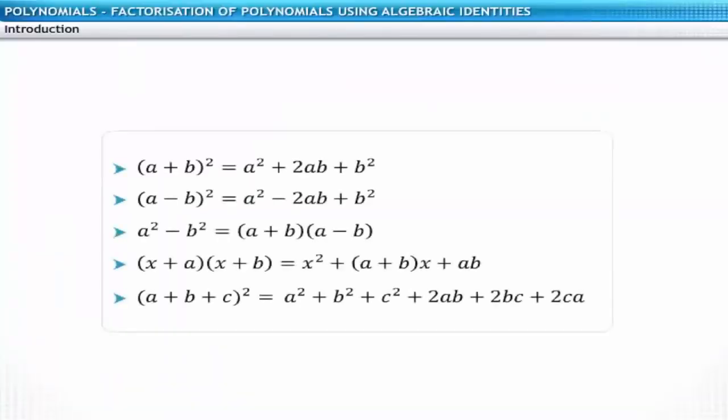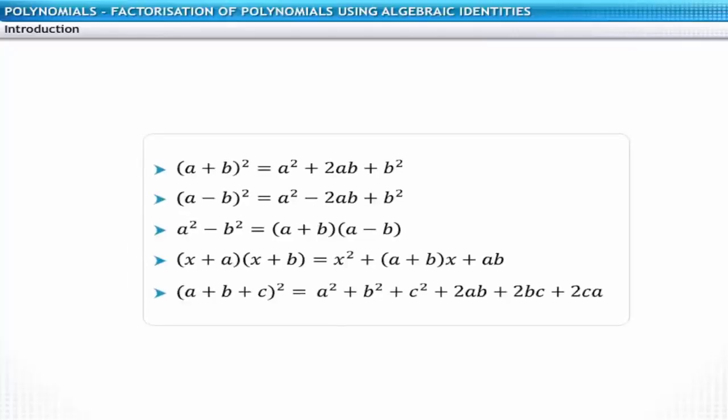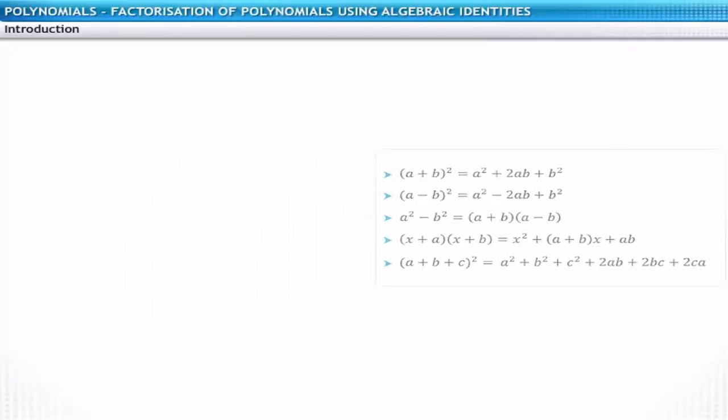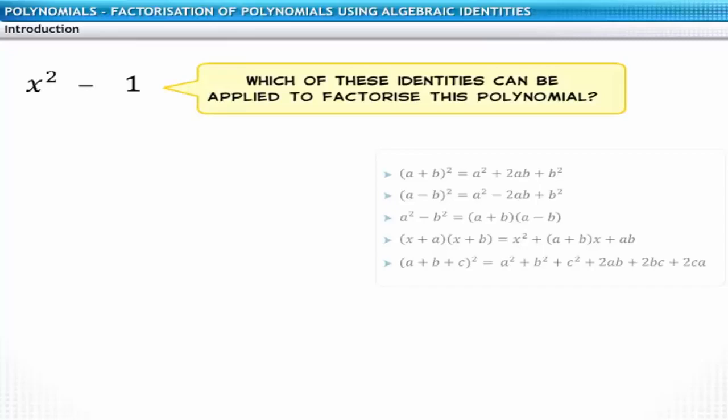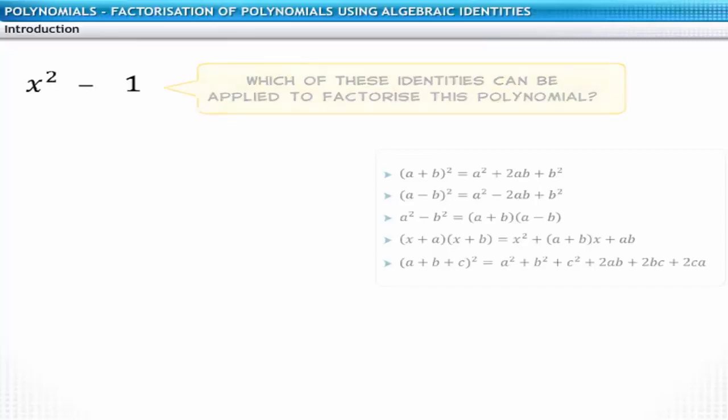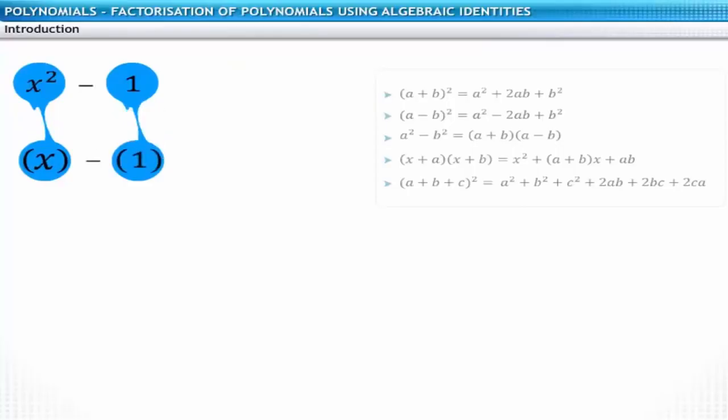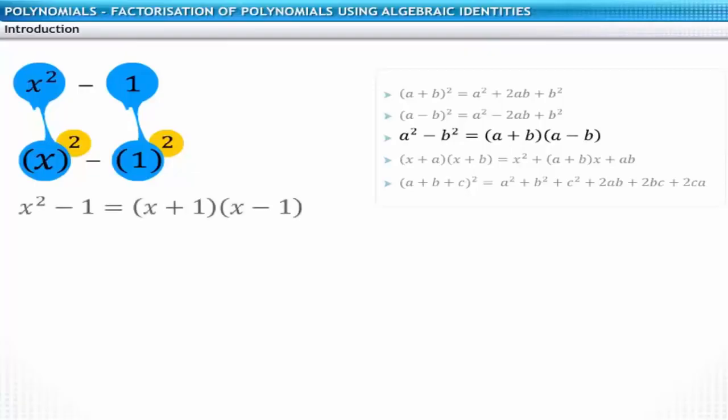You must be familiar with the algebraic identities of second degree listed here. These identities can be used to factorize quadratic polynomials. For example, consider the quadratic polynomial x squared minus 1. Which of these identities can be applied to factorize this polynomial? This can also be expressed as the difference of two squares. Hence, you can use this identity to factorize the quadratic polynomial. The obtained linear polynomials are the factors of the polynomial.